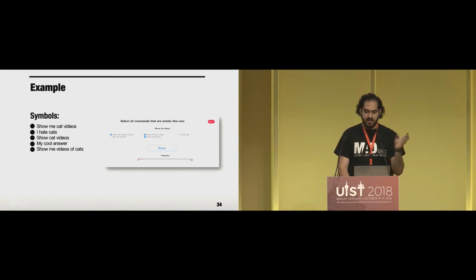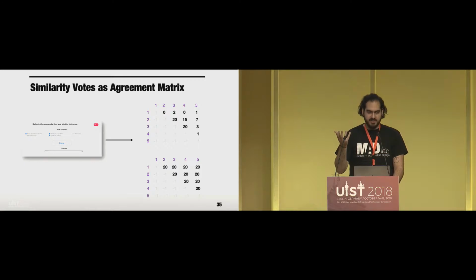Using that input, on the right we see this screen generated by Crowdsensus. And suppose we give this interface that we generated to 20 online workers to vote on the similarity of these 5 symbols. The votes are stored in an agreement matrix in the Crowdsensus database, where the bottom matrix we see here is the number of people who voted, and the top matrix is the number of votes.